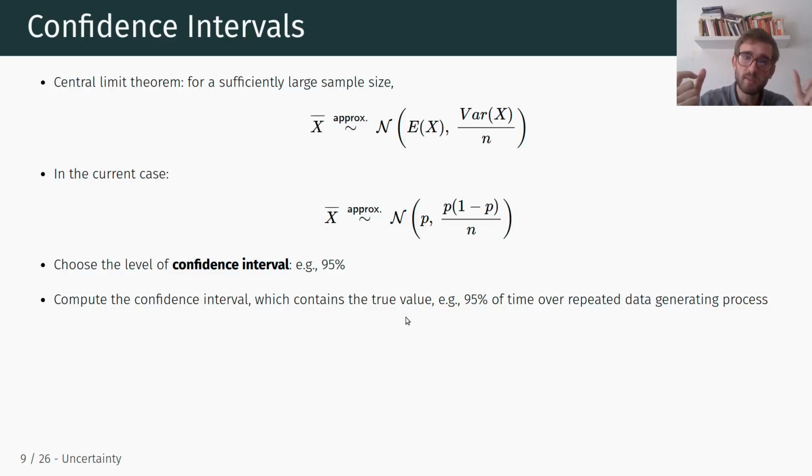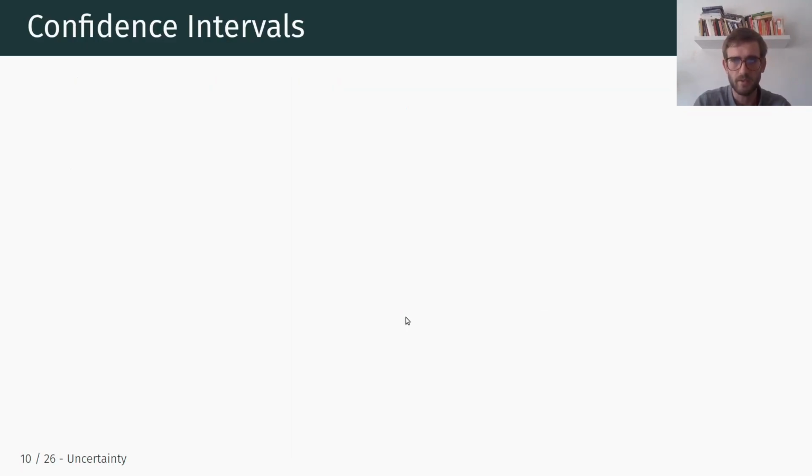For any one specific interval that we computed, there is no probability here. This interval either contains the true value or it doesn't. So in that sense, it's either 0 or 1. But over repeated procedures, over repeated samplings, we can say 95% of the time, it will include the true value. It's a little bit difficult to wrap your mind around this, but we'll go through a visualization that makes that point a little bit more clear.